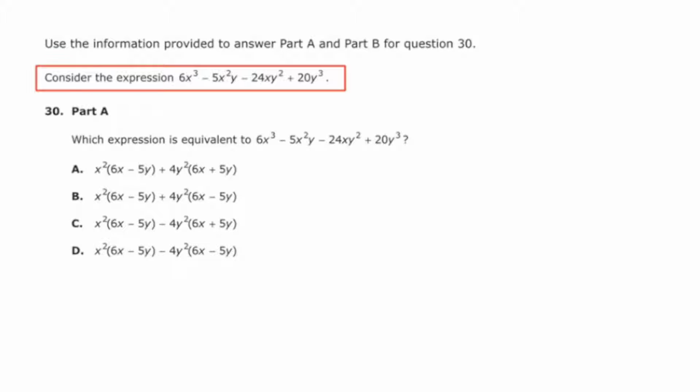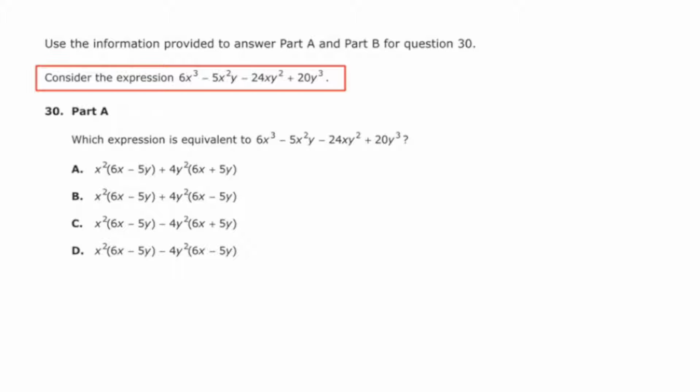School years 2014-2015. So keep in mind this is a Part A, B question. This is just Part A, and we're asked to consider this four-termed polynomial expression. And the first part, Part A, number 30, it asks us which expression below is equivalent.